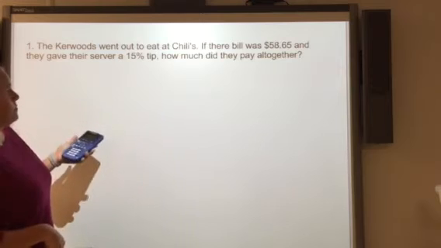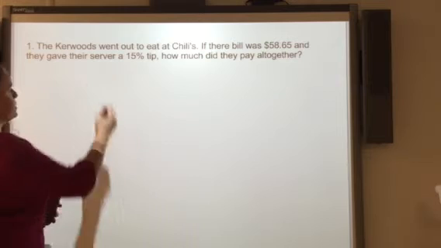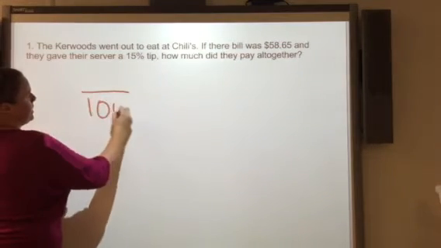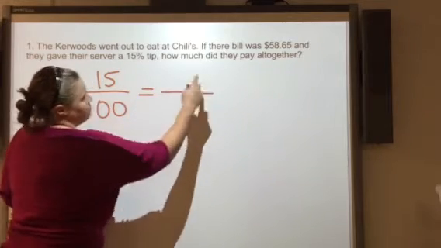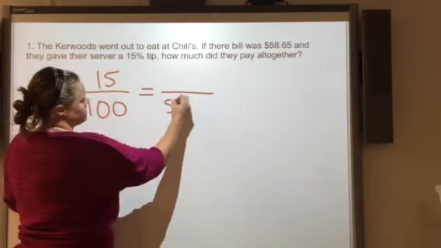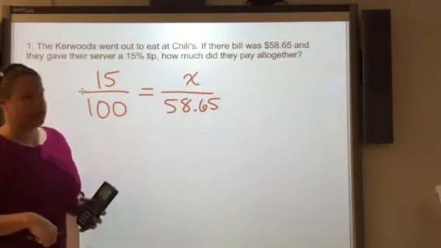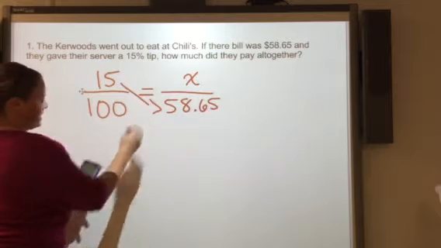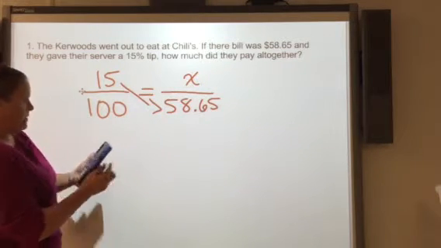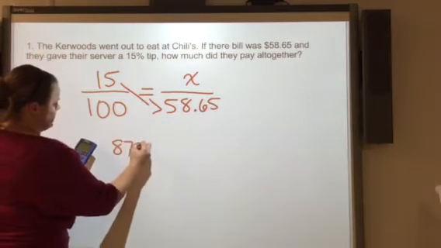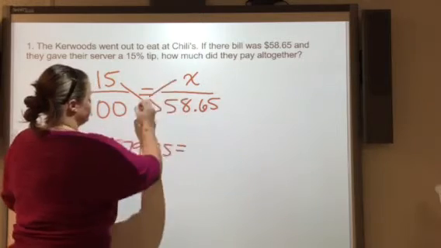So we're going to start off by setting this up like we talked about yesterday with types of percent problems. 100 will be on our bottom and 15% will be on top. The bill was $58.65 and we don't know how much tip to give the server. So we're going to cross multiply, and 15 times 58.65 is 879.75, equaling 100x.